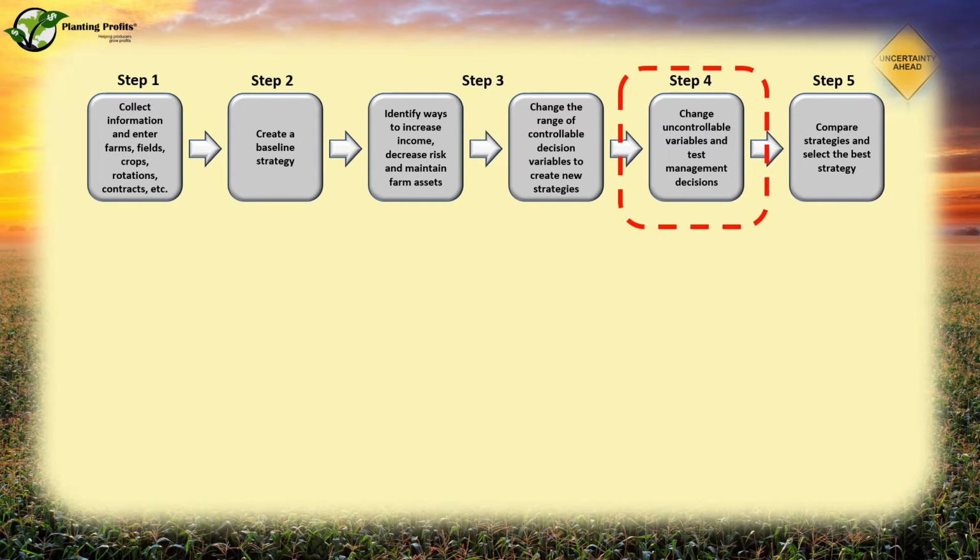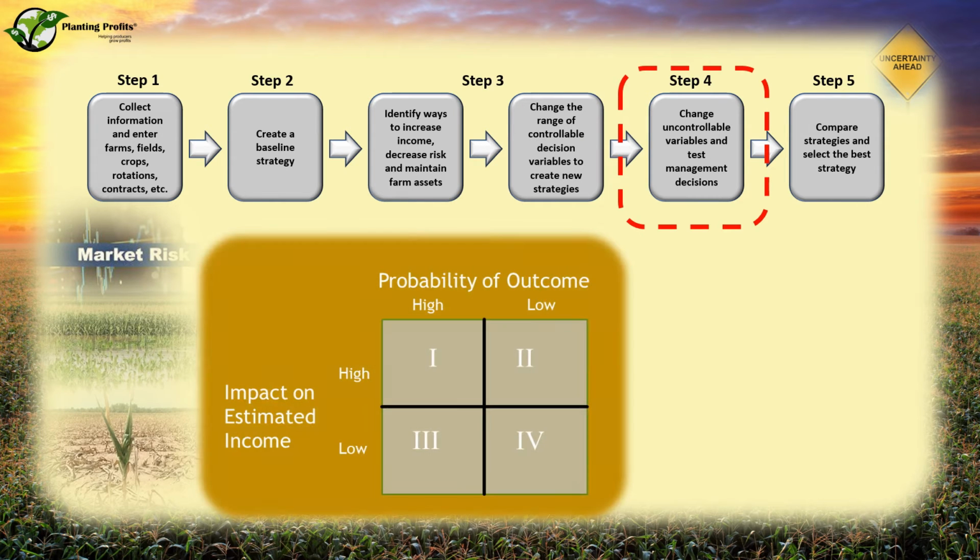To do this, use the Scenario Analysis tool. The Scenario tool analyzes impacts on expected income from market and production risks. Focus risk analysis and the Scenario tool on high-impact, high-probability, uncontrollable events that, should they occur, would have a big impact on expected income. Start here in Quadrant 1, then move to Quadrant 2.